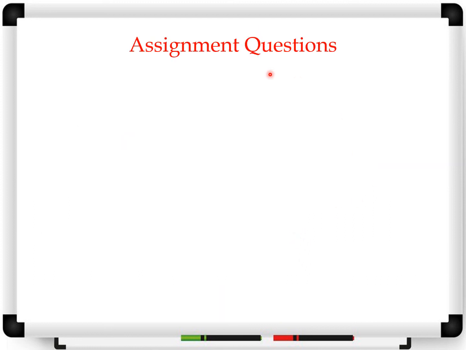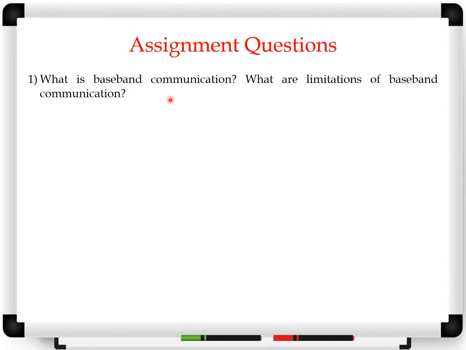Now let us see some assignment questions. What is baseband communication? What are the limitations of baseband communication? What is modulation? Explain the need of modulation.